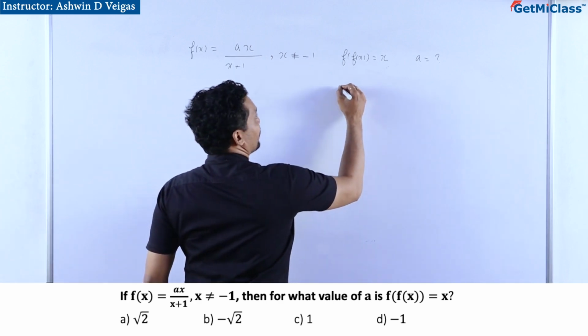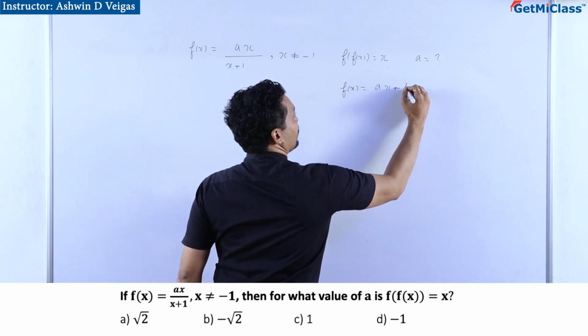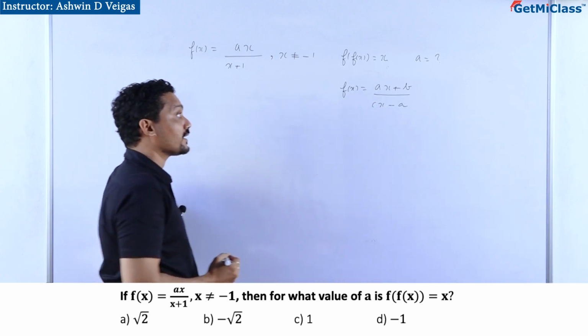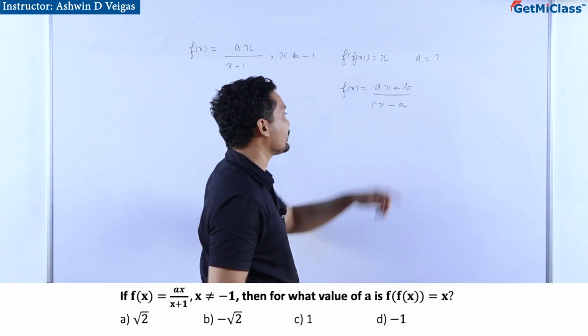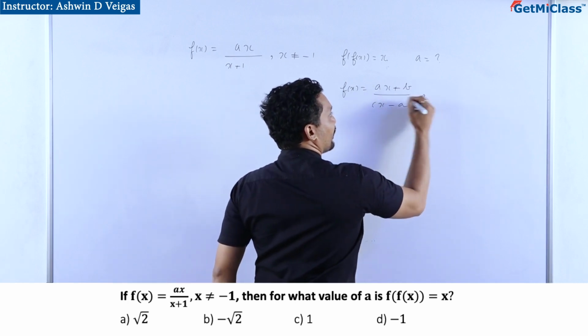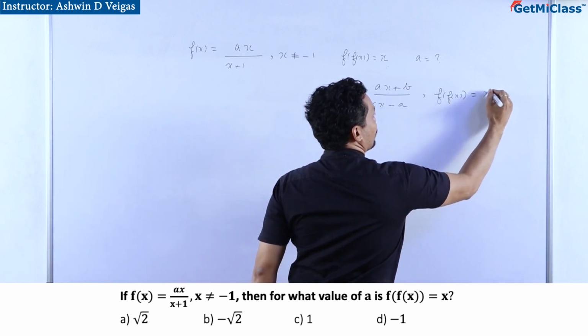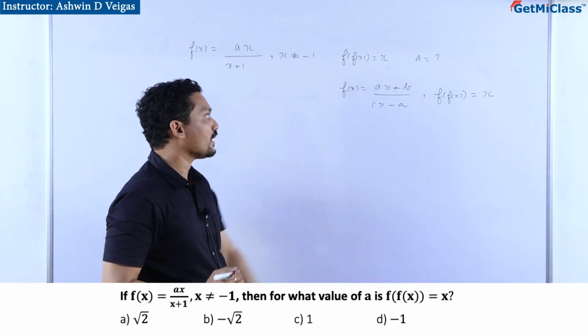Now, if f of x is of the form (ax plus b) divided by (cx minus a), that is ax plus b by cx minus a, then in these kinds of functions f of x will always be equal to x. We have already seen that, and that is the condition they have been asking.